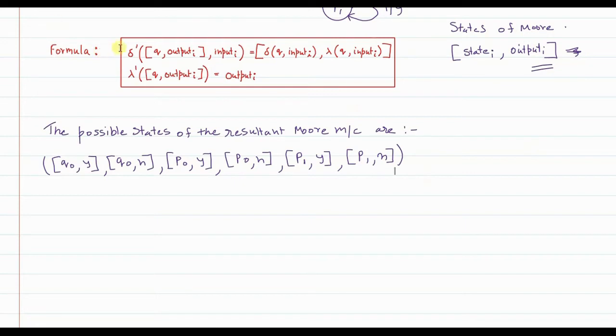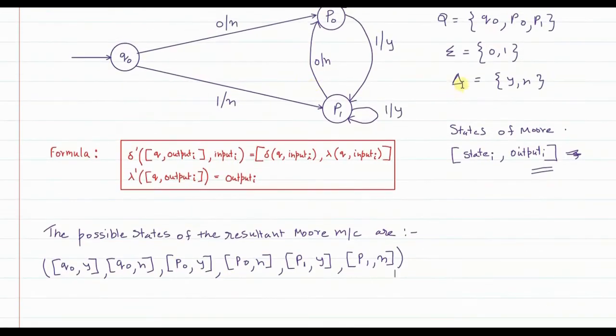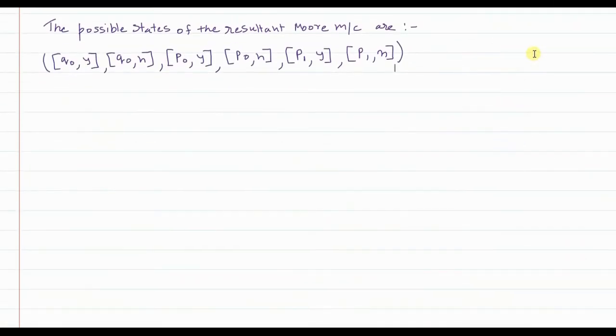Now you have to apply this formula, del dash of q comma output i, comma input i. Here you already have q comma output i, so this square bracket entity is nothing but a state. Now what is input i? In this particular diagram, there are two inputs, either 0 or 1. So using the formula, I will first write del dash of the first state, that is Q0 comma y, comma the first input, let's say it's 0.